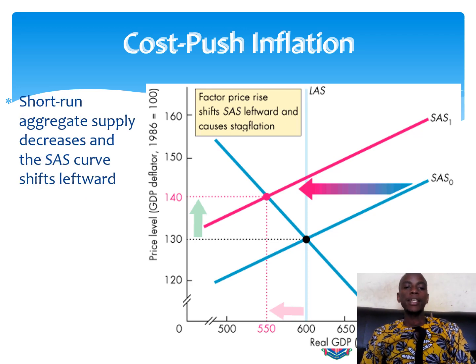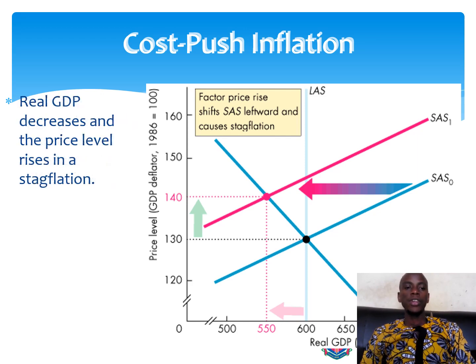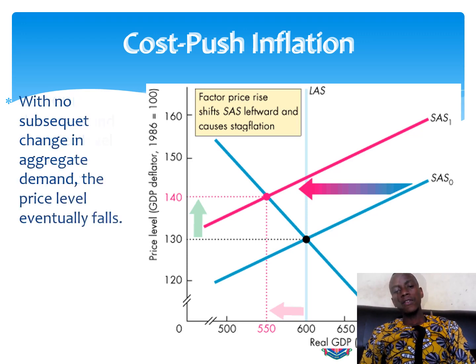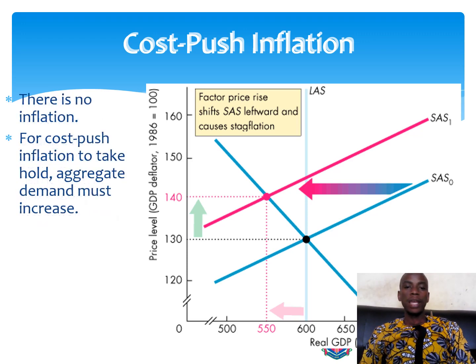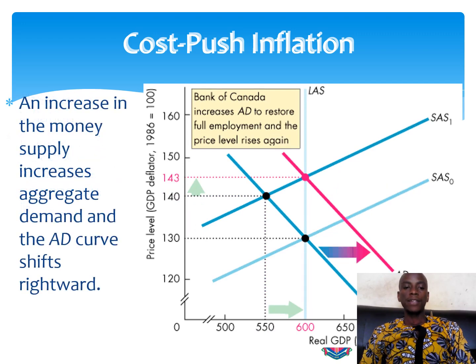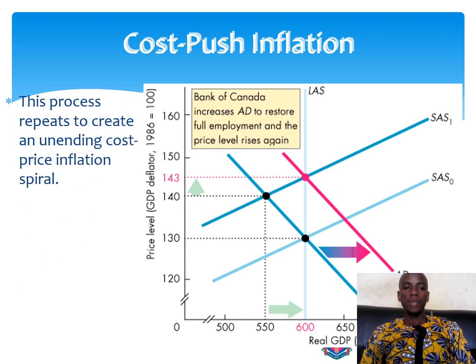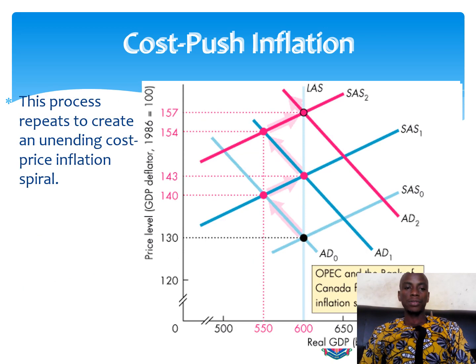Short-run aggregate supply decreases and the short-run aggregate supply curve shifts leftwards. Real GDP decreases and the price level rises, in a stagflation, for these graphs.